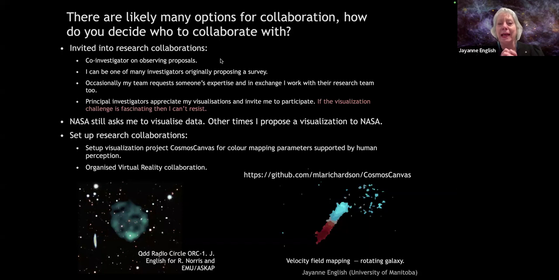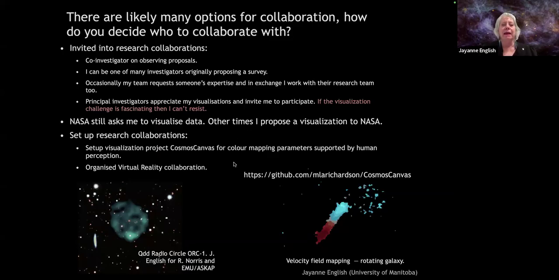Sometimes, besides NASA asking me to visualize data, which is more the way it usually goes, sometimes I incorporate NASA data into my collaborations, and I propose to Astronomy Picture of the Day that they might like to post these. And they do, especially if I will also write the blurb that goes with it. So I've also gotten into a bit of public outreach writing.